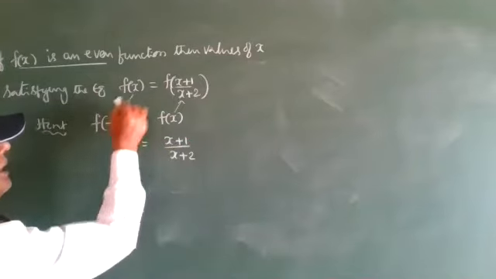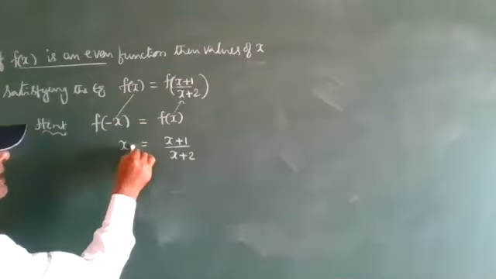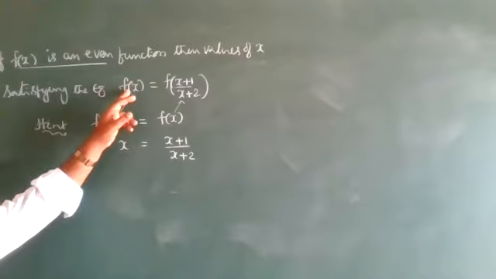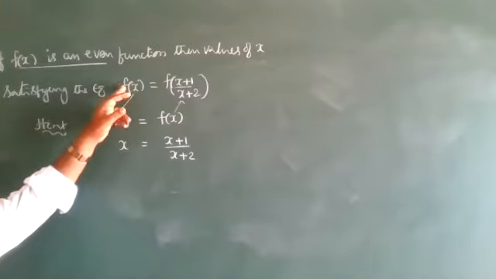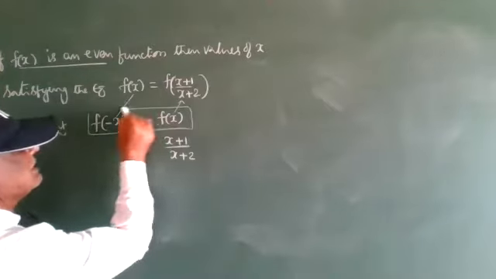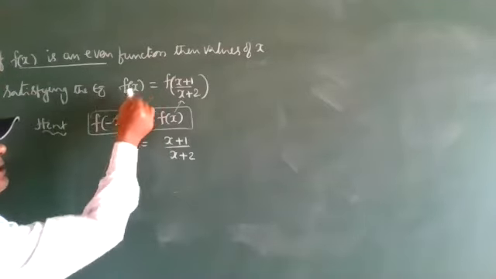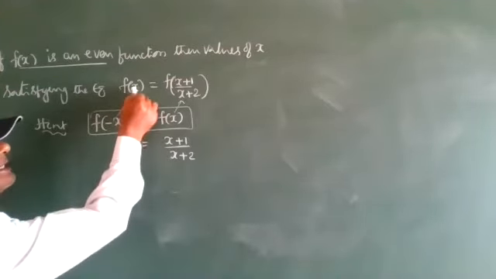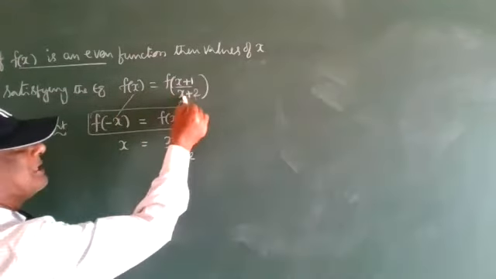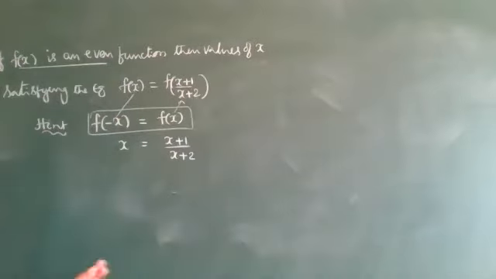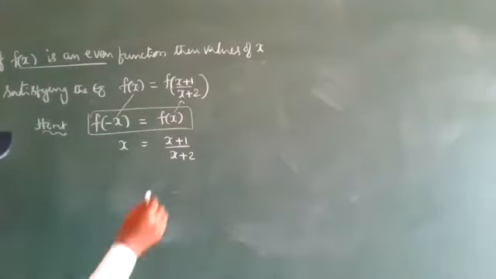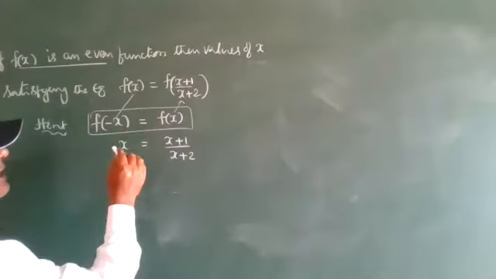Here it is given by positive value plus x. Okay? So not minus x, it is given by plus x by the definition. By the even function definition, compare this one. So in place of minus x we have plus x, and in place of x we have x plus 1 by x plus 2. Apply cross multiplication and find the x value. Okay? Cross multiplication.